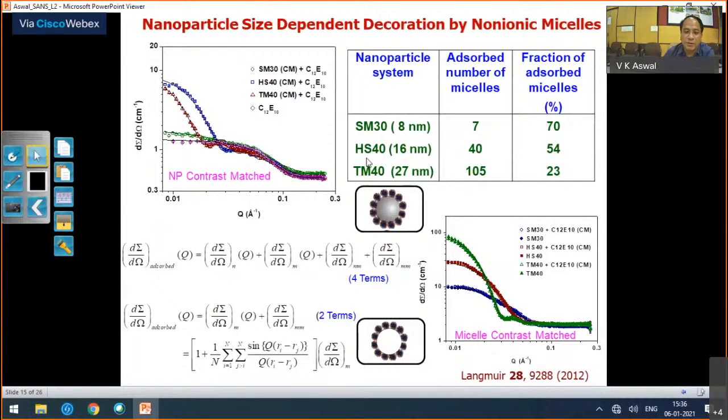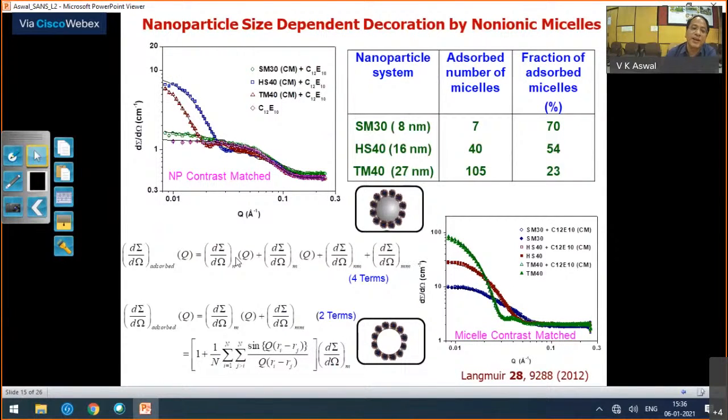And when you vary the contrast, you simplify your scattering terms. For example, if nothing was contrast matched, what would have happened is, if you had these micelles adsorbing on the nanoparticles, your scattering will have four terms: scattering from the nanoparticle, from these micelles, the cross term of nanoparticle and micelle, and micelle. So these four terms, and to model them and get a reliable fit would have been very, very difficult.